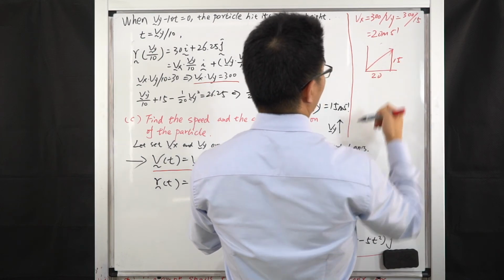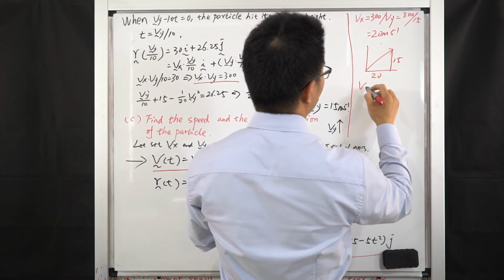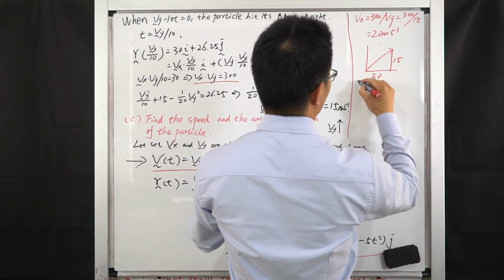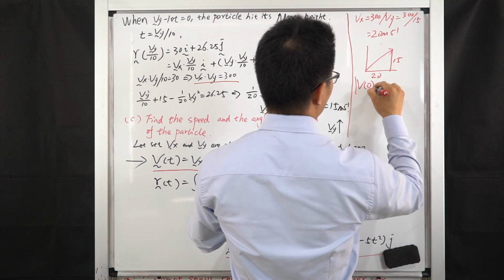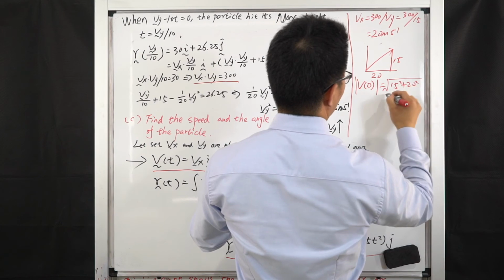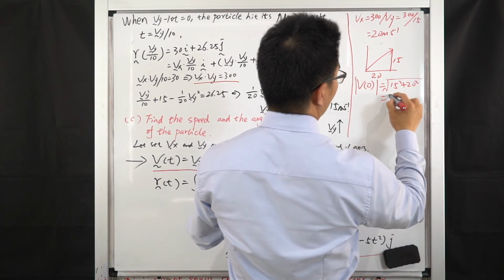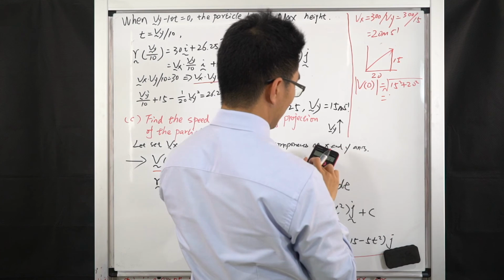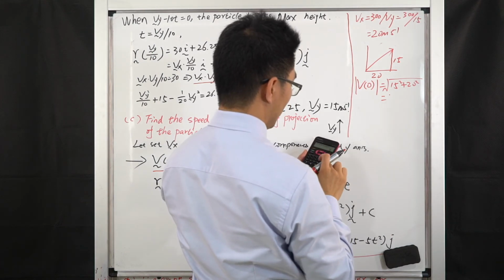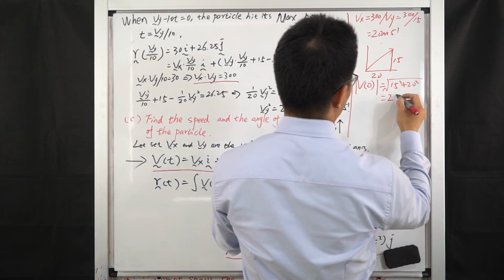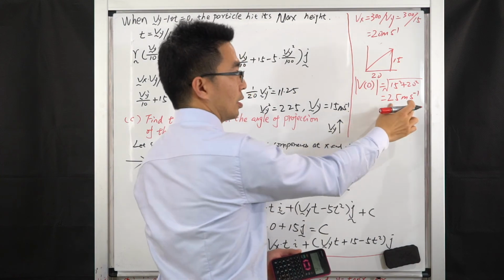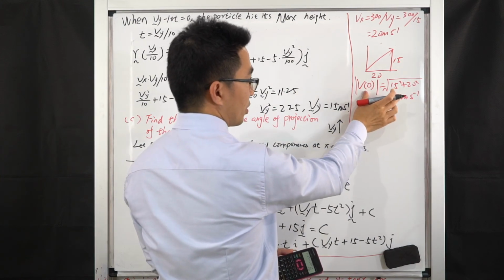The overall V, so the V0, equals the absolute value of 15 squared plus 20 squared, which would be equal to 25 meters per second. Okay, this one is without any direction, just the magnitude of the initial velocity.